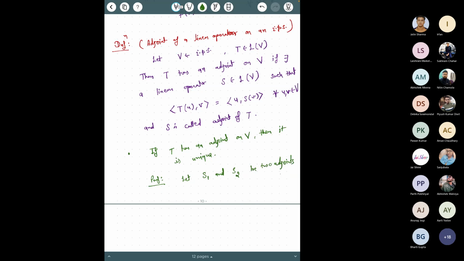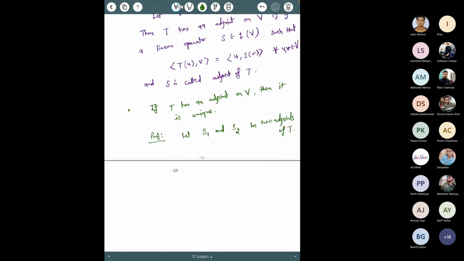Okay, so what does it mean? By definition, this implies that the inner product of Tu and V is equal to the inner product of U and S1V, and because S2 is also an adjoint, it is also equal to the inner product of U and S2V. And this is true for all U, V in the vector space V. So what we can say from here is that the inner product of U and S1V minus S2V is equal to 0 for all U, V in V.